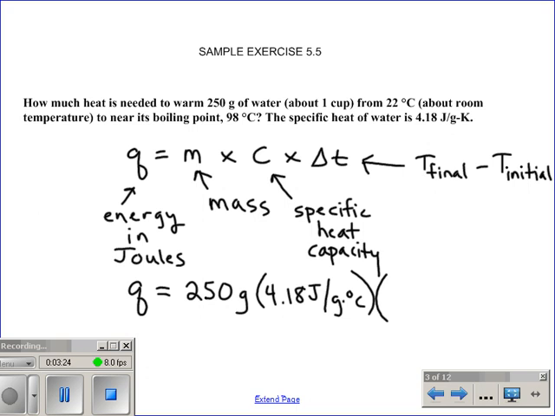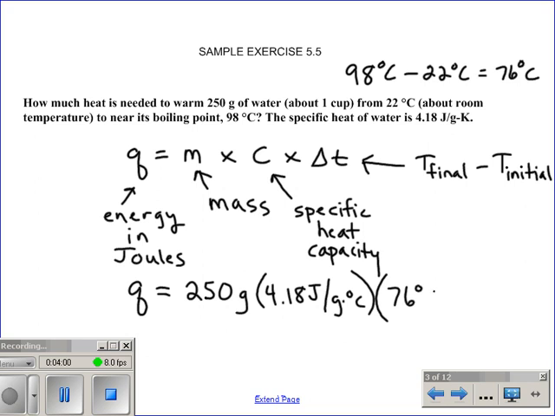So let's calculate our delta T really quickly here. Our final temperature was 98 and our initial temperature was 22 degrees Celsius. So our overall delta T in this case is 76 degrees Celsius. So it's always the final temperature minus the initial. This water was heated up, so it absorbed energy. So it makes sense that we have a positive delta T. And that just goes right here.